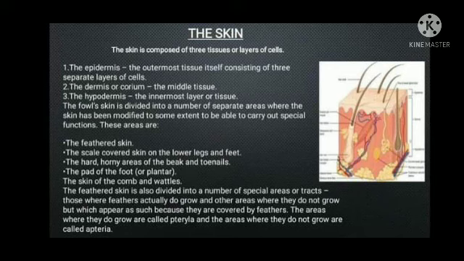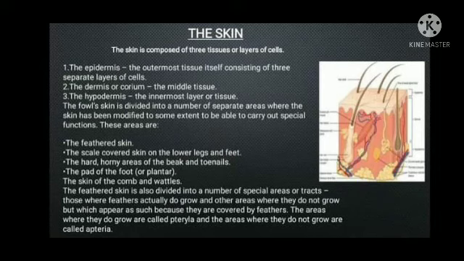The second is the scale-covered skin on the lower leg and feet. Chickens spend most of their time walking around on the ground. The third, the hard horny areas of the beak and toenails. We all know that beaks help chickens to eat. And the fourth is the pad of the foot, or the plantar. The skin of the comb and wattles.